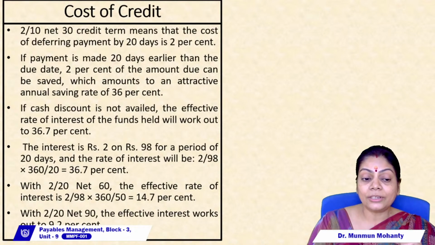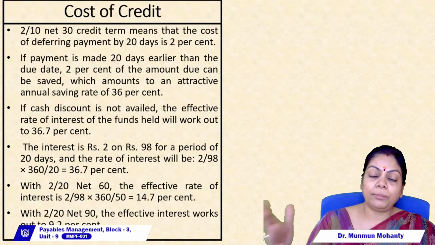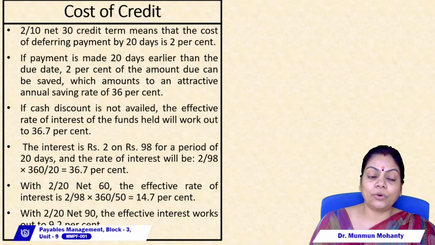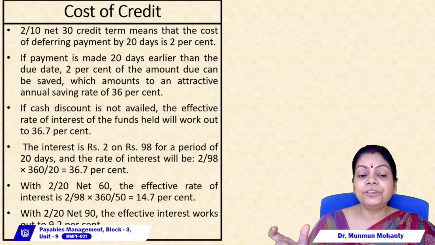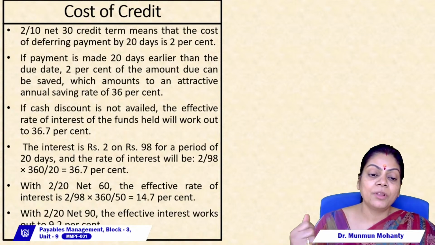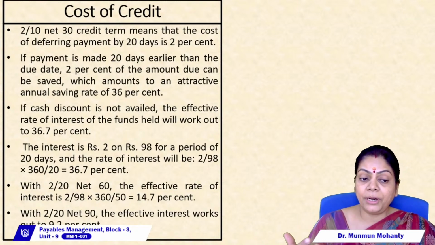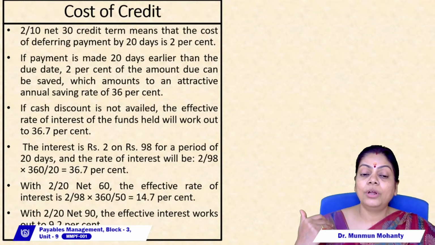Now, let us say you talk about a bigger credit period. I'm sorry, this is not actually 2 by 20. This is 2 by 10 net 60. Then the same formula: 2 by 98 into, as you are stretching for another 50 days, 360 divided by 50. So that works out to 14.7%. Big drop from 36.7 to 14.7.